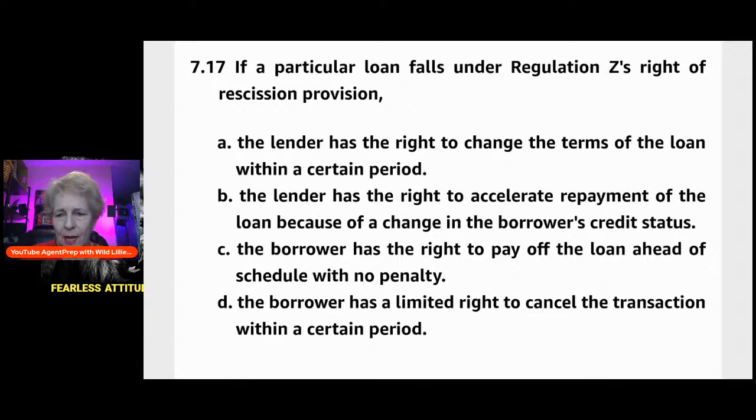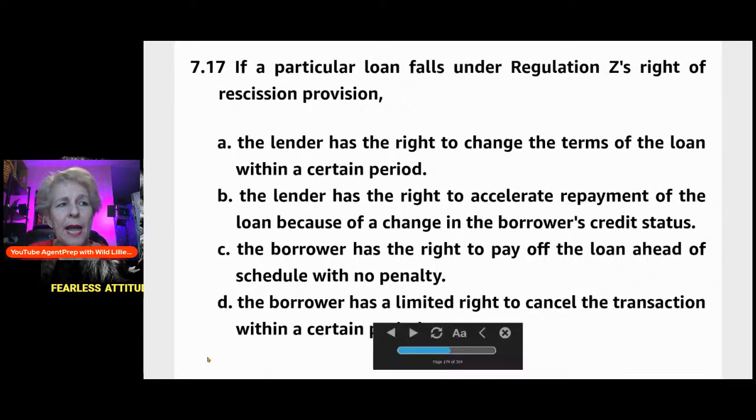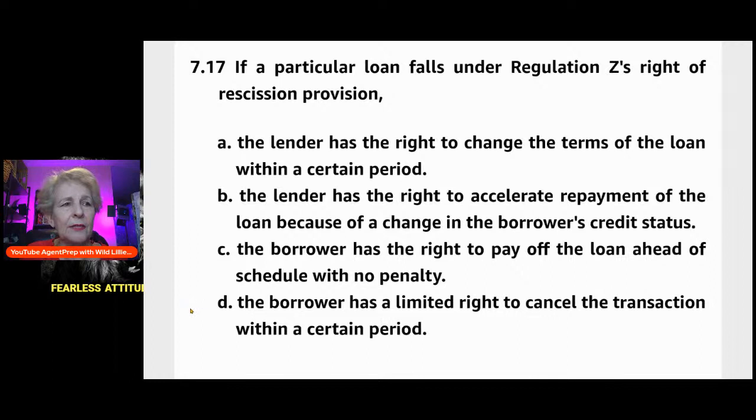Okay, so you type D. So the answer is D. The borrower has a limited time to cancel the transaction within a certain period. So lenders will give a pre-approval letter and they'll say, okay, you have 90 days. If that expires, they'll have to redo it.